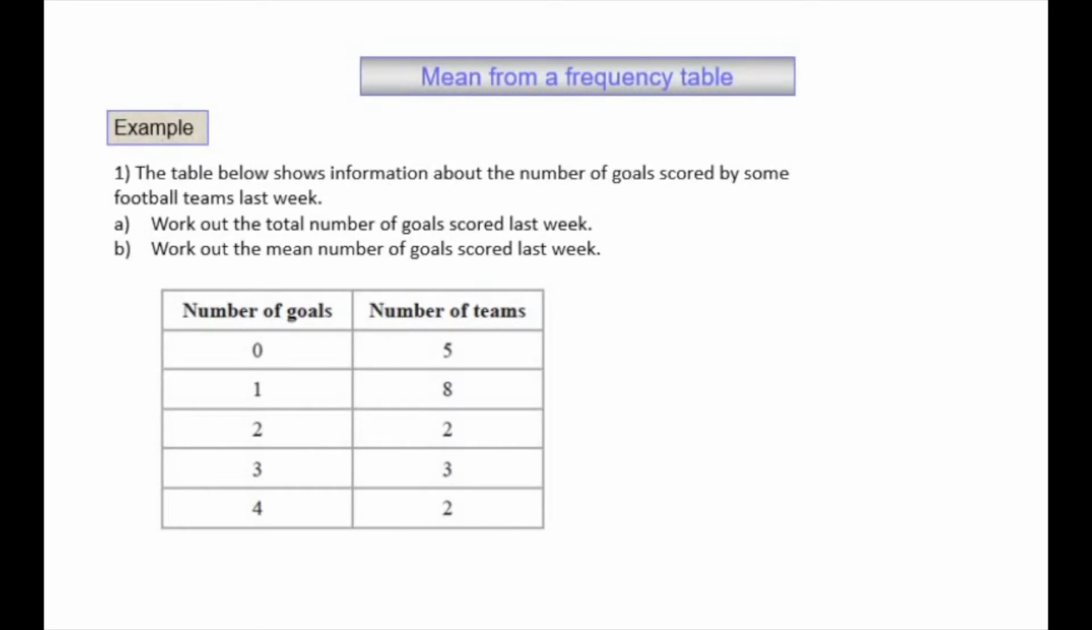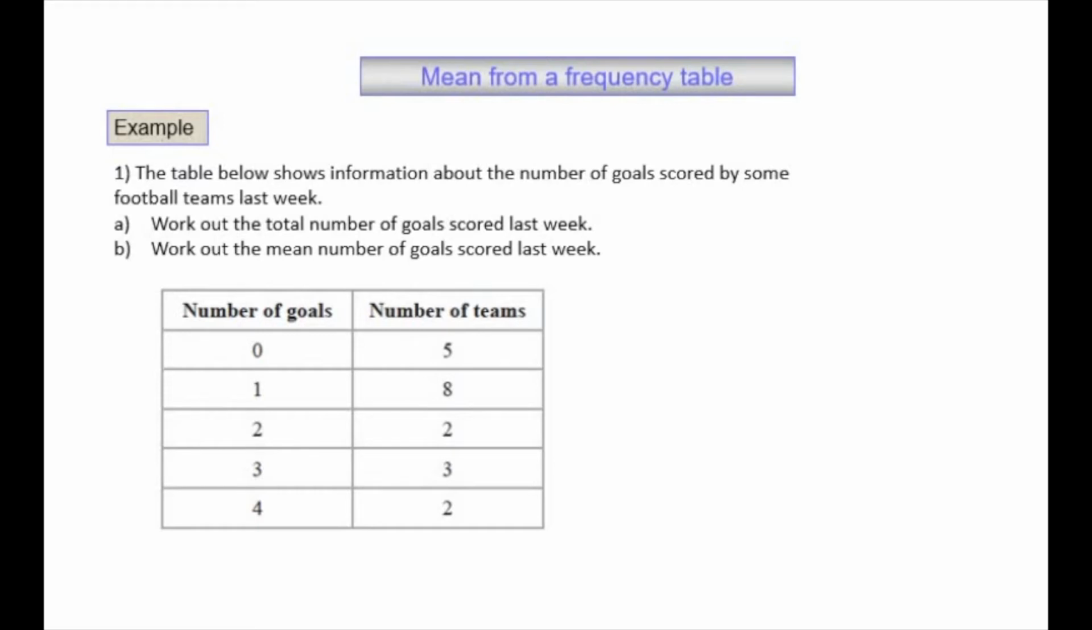So like we said, we're going to try and work out the mean from a frequency table. So this is our first example for today. The table below shows information about the number of goals scored by some football teams last week. There are 2 parts to this question. Part A, work out the total number of goals scored last week. And part B, work out the mean number of goals scored last week.